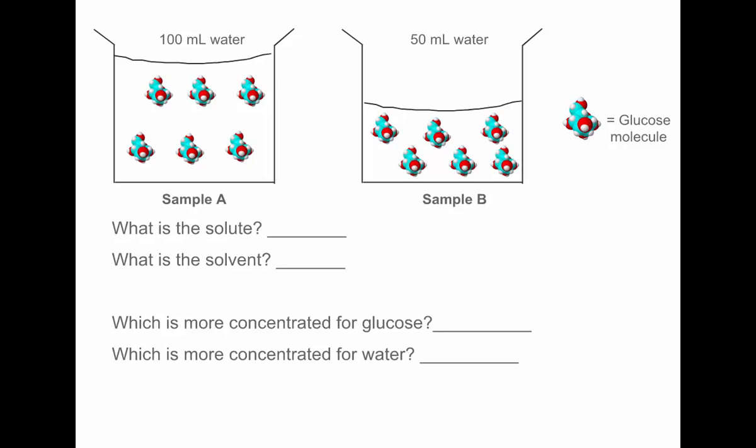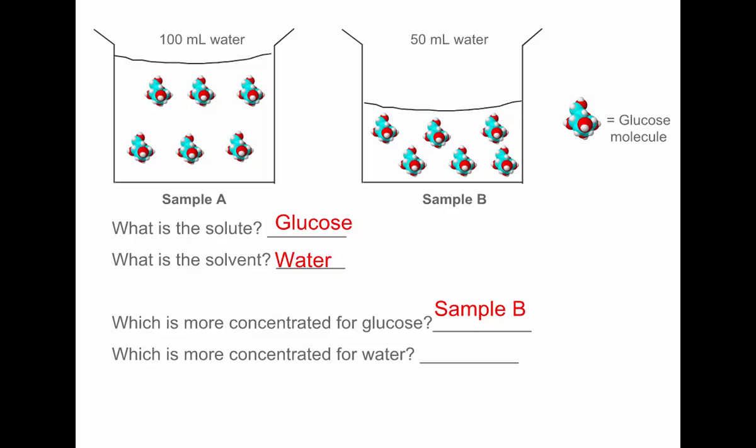Slightly different example, some sugar water, glucose and water. What's the solute if I make a glucose solution? Glucose. The solvent? The water. Which has a higher concentration of glucose? Sample B. But they both have six molecules in them. But the water size is different. Right. But because I have less water, B has a higher concentration.